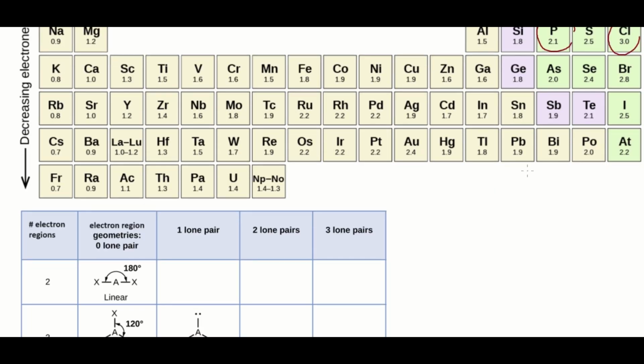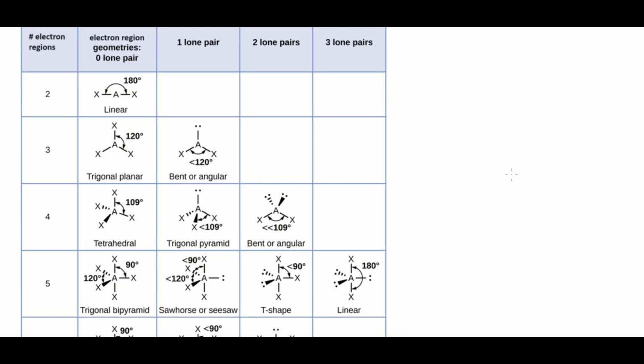Alright, when you have 5 regions of electron density and there are no lone pairs, in other words, they're all bonded to other atoms, then the molecular shape is trigonal bipyramidal. It's 2 triangular pyramids that share the same base. You need to know the bond angles are 90 degrees and 120 degrees.